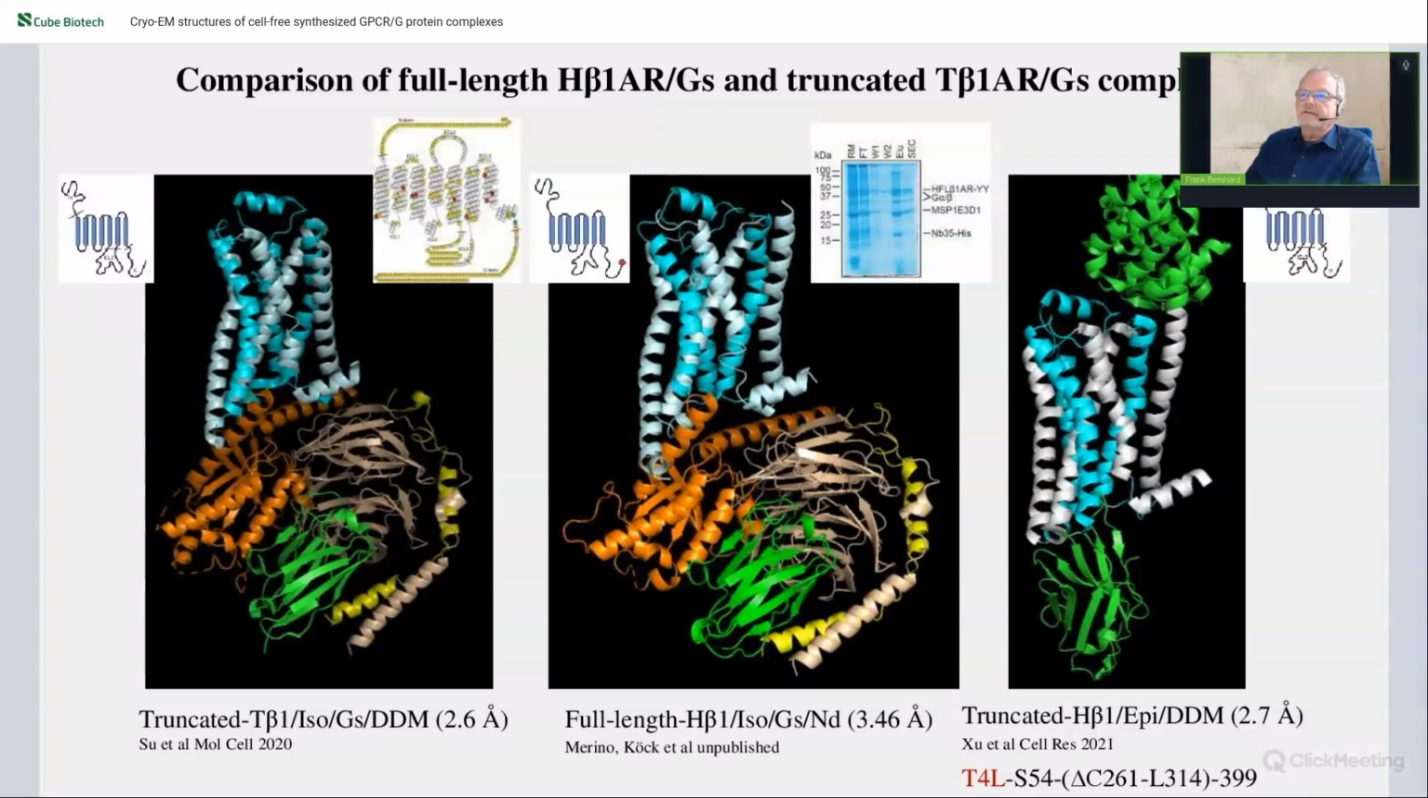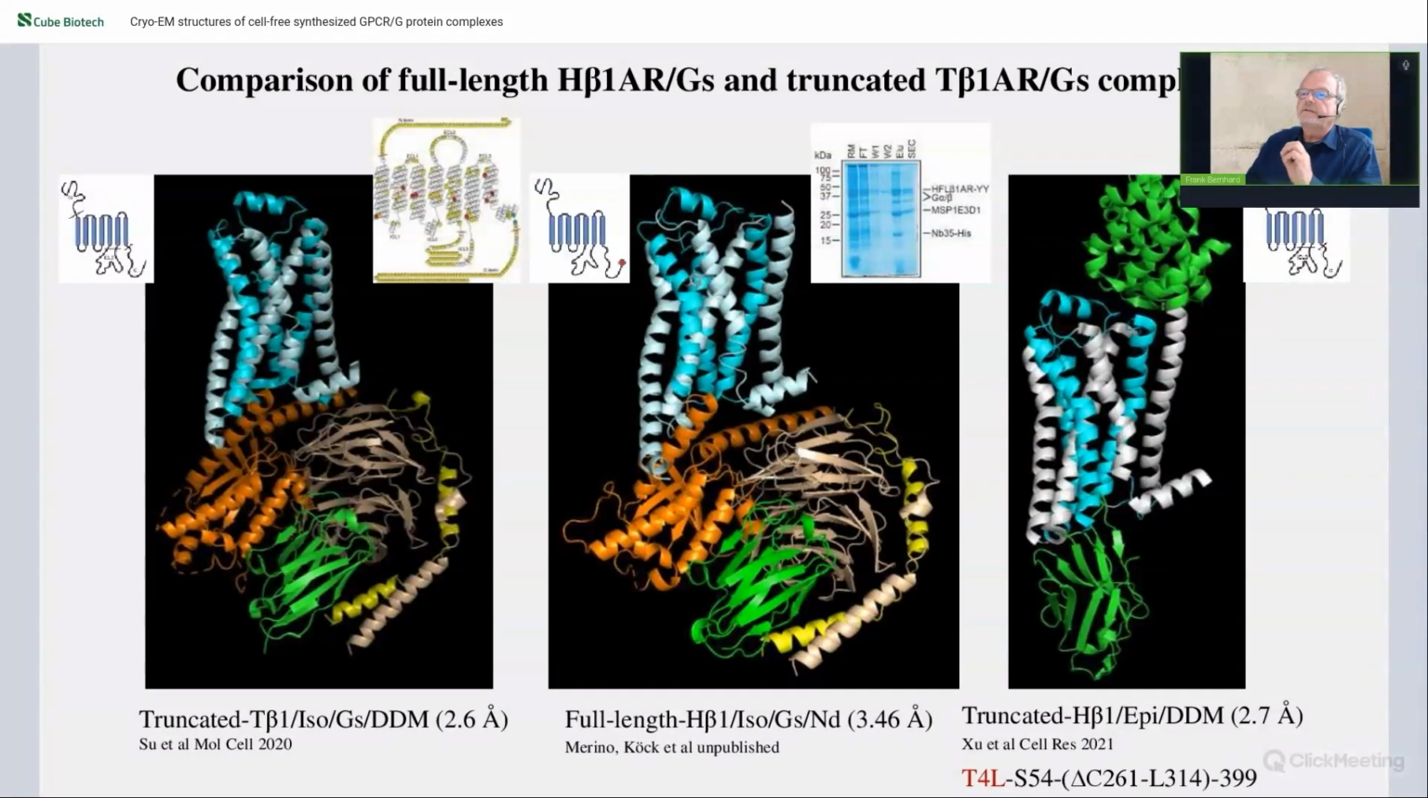The beta-1 adrenergic receptor is probably the most well-analyzed GPCR, and I guess more than 20 structures have been published. However, all structures, all but one, are from Turkey and not from the human receptor. So the only structure of the human beta-1 adrenergic receptor was published here in 21. And it's not in complex with the G protein. It's rather stabilized by a nanobody, and also it contains an insertion of the T4L.